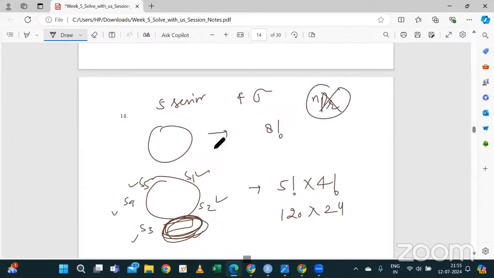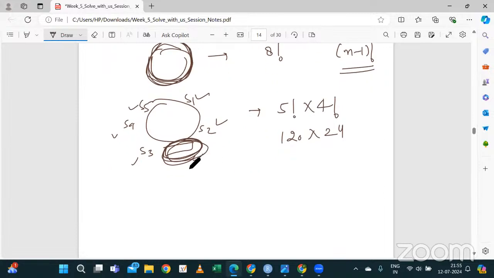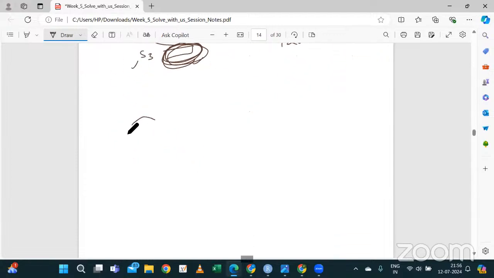This is not about nPr here. We are talking about circular arrangement. They are going to sit around a round table, so the arrangement will be (n minus 1) factorial, because in this case clockwise and anti-clockwise will be different, right? Before that, suppose you have 9 persons. In how many ways can you arrange them around the circular table? 8 factorial, right?